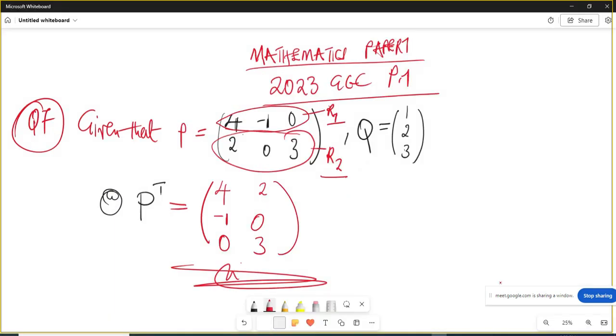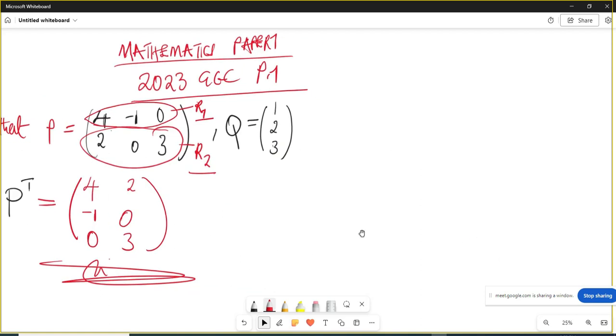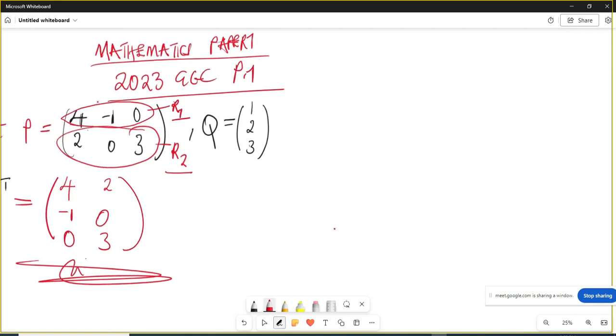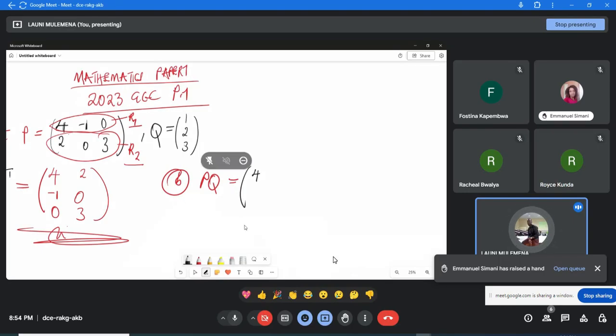Then we'll go to question B. Question B says we need to calculate PQ. Remember, in PQ, at the middle of these letters there is a multiplication sign. So in this case, we just need to multiply matrices. We need to know how to multiply matrices. Very important.